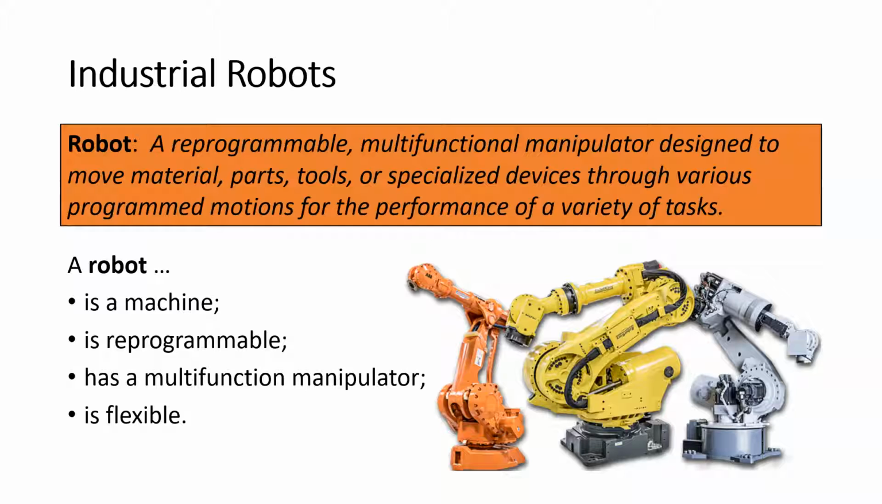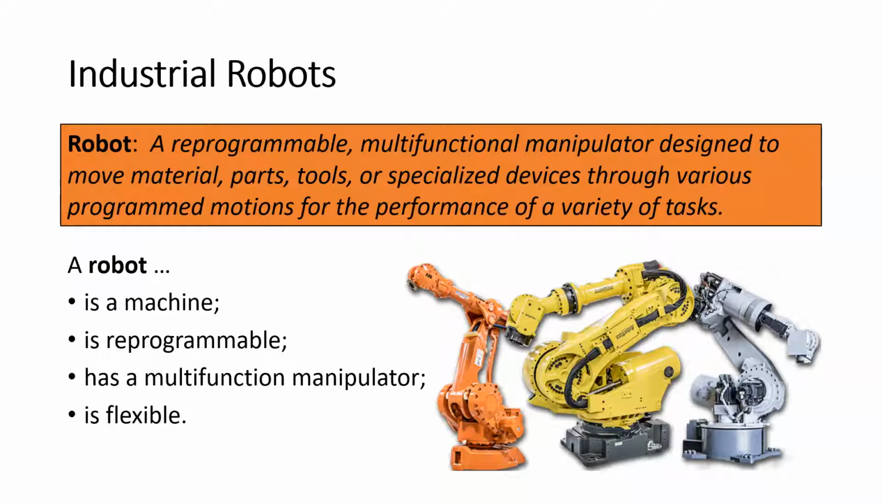All right, that's a big definition. So let's kind of break it down and focus on the key elements, things that you need to know in order to understand what a robot is and what a robot is not. So first of all, a robot is a machine, all right? That's kind of obvious, but it's important to note that it is a machine that is reprogrammable, all right?